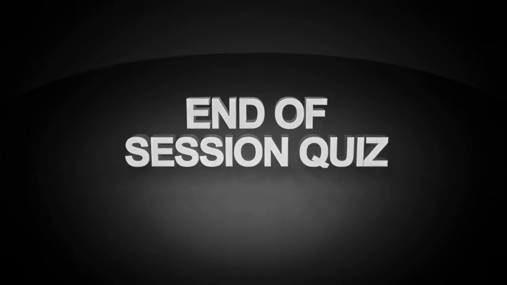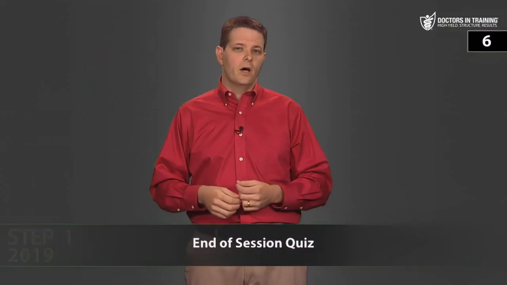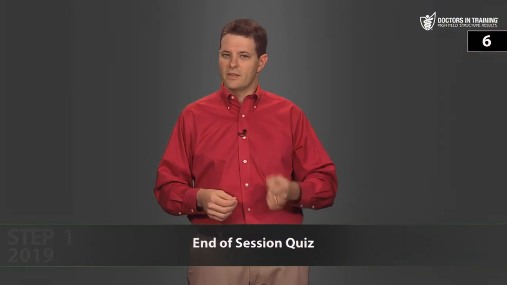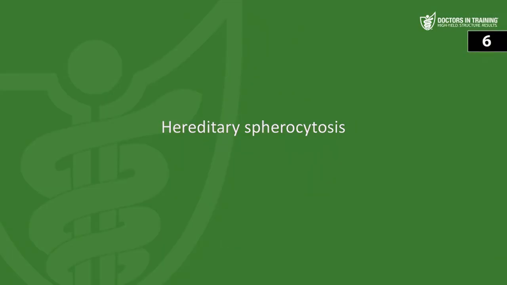Now it's time for the end of session quiz. So pause the video, answer those questions, then we'll go over the answers. First question. A child who's been anemic since birth has now been cured with splenectomy. What's the disease? That's hereditary spherocytosis.